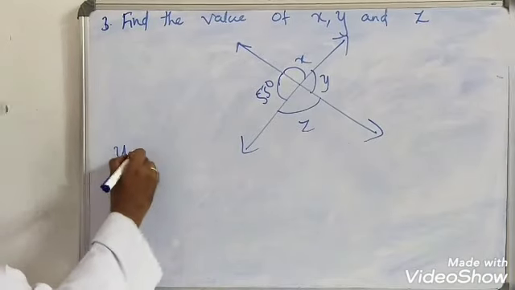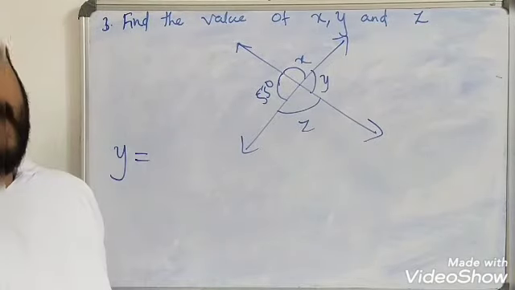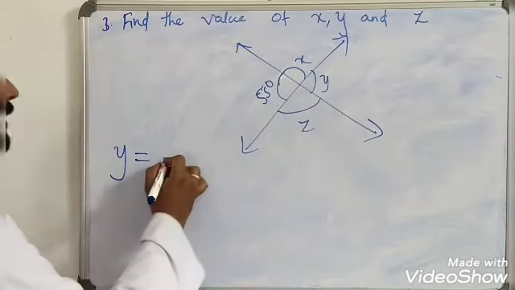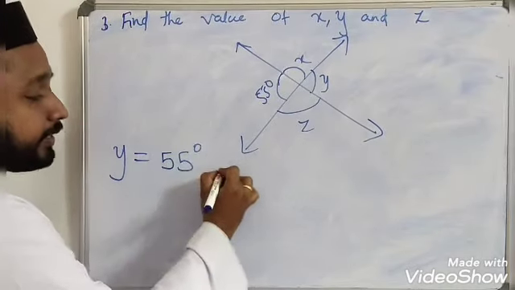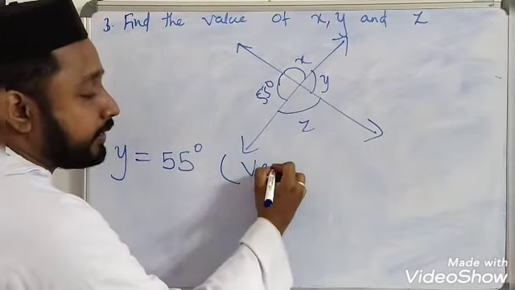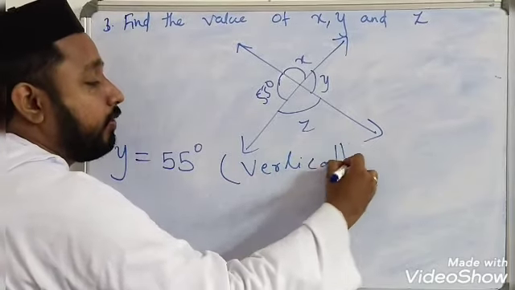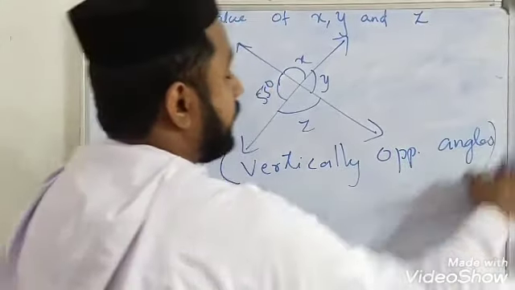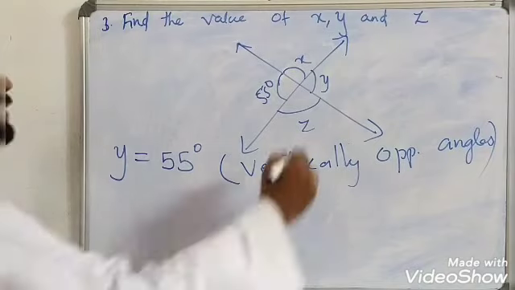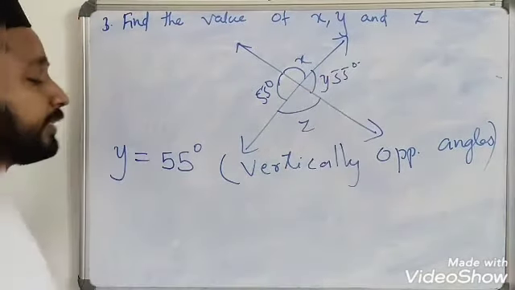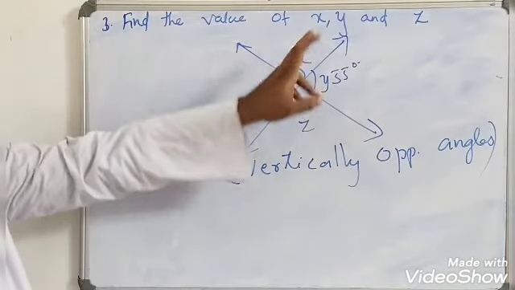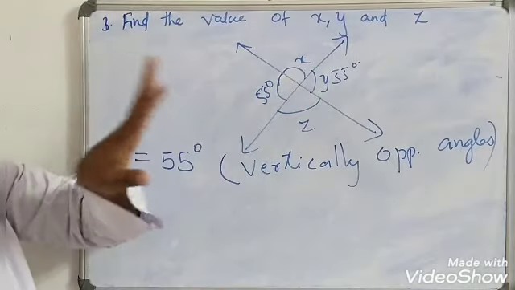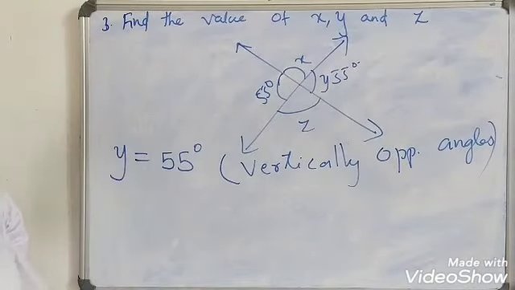So y is equal to 55 degrees, since we have studied that vertically opposite angles are equal. We have to write the reason: vertically opposite angles. Y is equal to 55 degrees. Then if we get x, we can also write z, because x and z are vertically opposite angles. X is equal to z. But we have to find x and z.